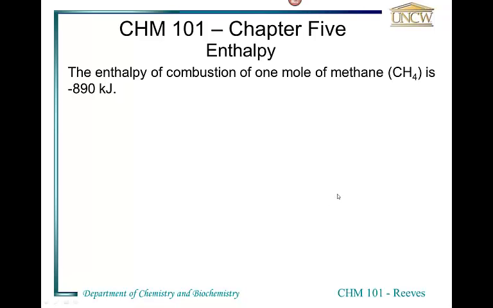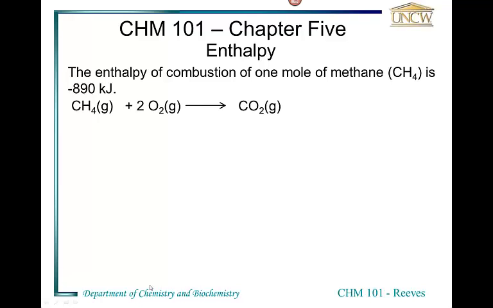Okay, let's take the following example. The enthalpy of combustion of 1 mole of methane is minus 890 kilojoules. Well, what that means in practice is when 1 mole of methane burns, 890, almost 900,000 joules is released. And we can symbolize that as follows.